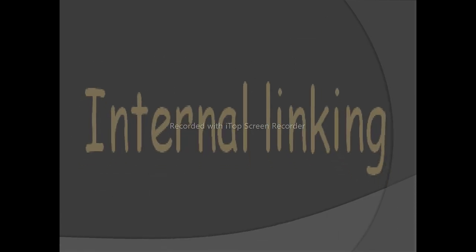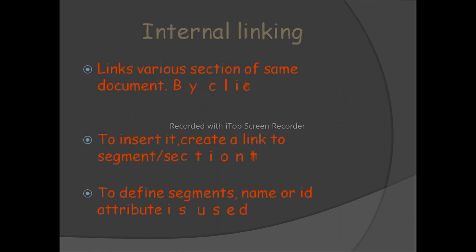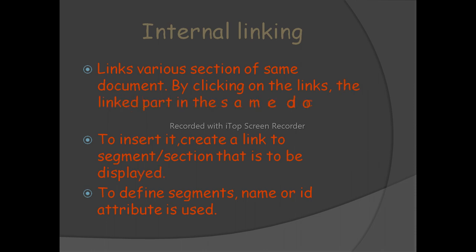Now the next, internal linking. What is internal linking? It links various sections of the same document. By clicking on the links, the linked part in the same document is displayed. To insert it, you have to create a link to the segment or section that is to be displayed. To define segments, the name or ID attribute should be used. Understood?